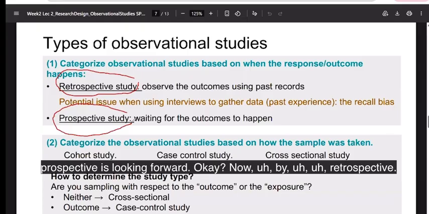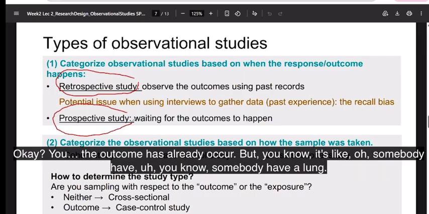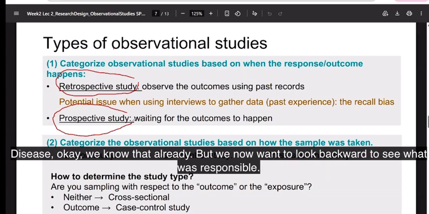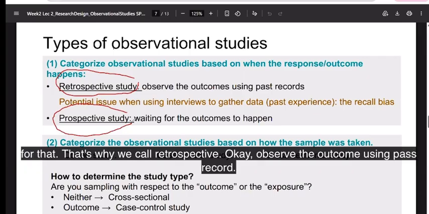Now, by retrospective, okay, the outcome has already occurred. It's like, somebody has a lung disease. Okay, we know that already. But we now want to look backward to see what was responsible for that. That's what we call retrospective. Okay, observe the outcome using past record.